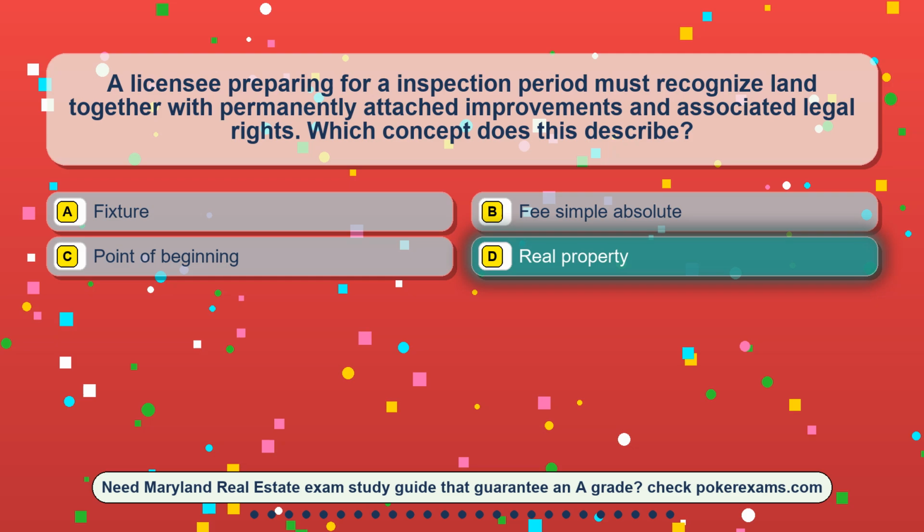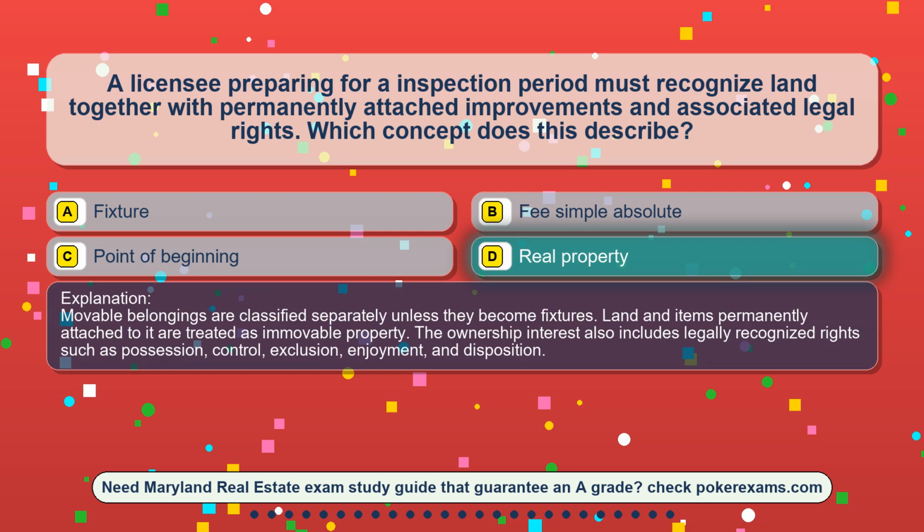The correct answer is option D, real property. Movable belongings are classified separately unless they become fixtures. Land and items permanently attached to it are treated as immovable property. The ownership interest also includes legally recognized rights such as possession, control, exclusion, enjoyment, and disposition.